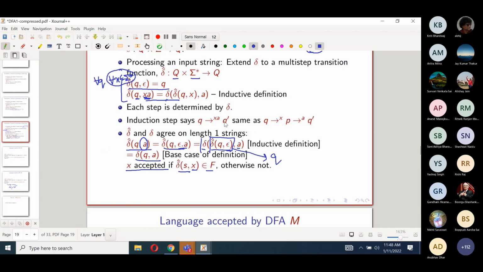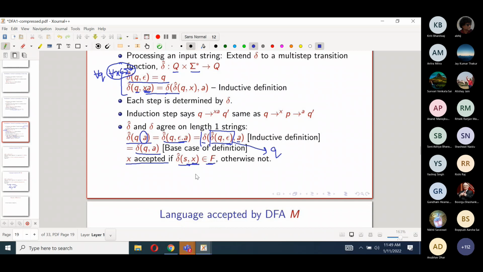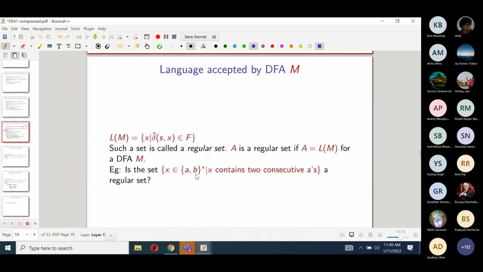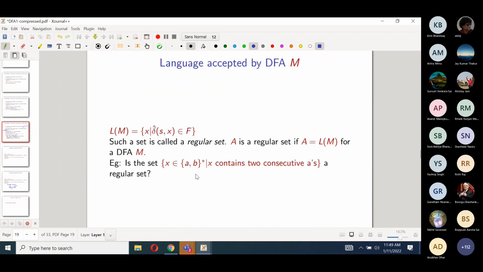So using the function delta hat, we can finally say that x is accepted by the language if delta hat of S, x ends up in F. Otherwise, it is not accepted by the language or the machine. We will be using the language and the machine interchangeably because they are one and the same. The problem and the language are one and the same. And currently we are dealing with machines which are problem specific.